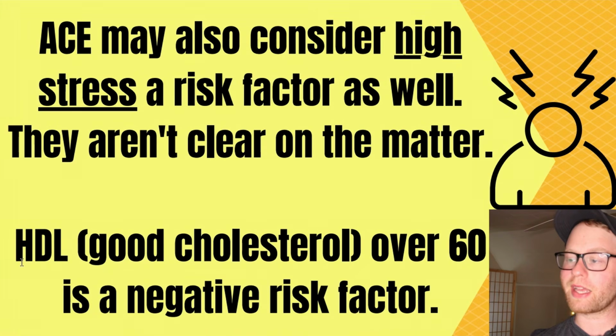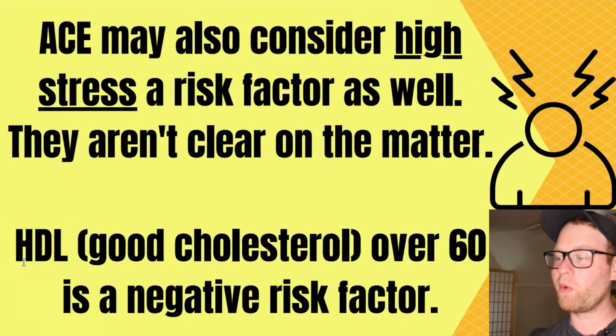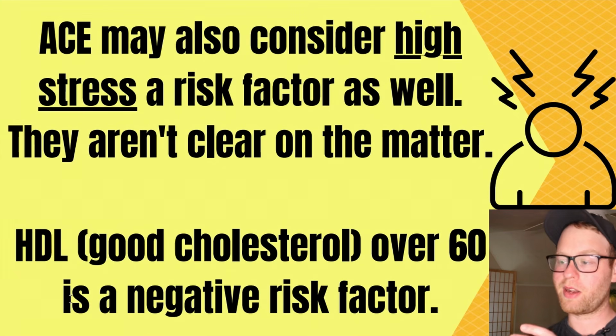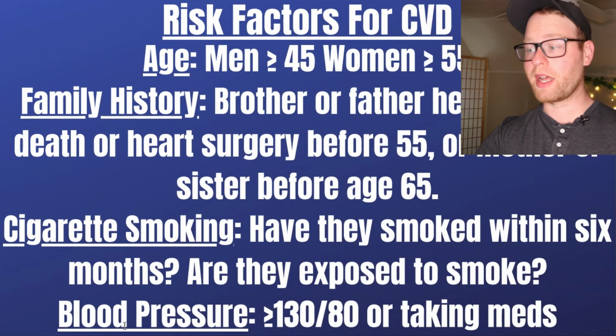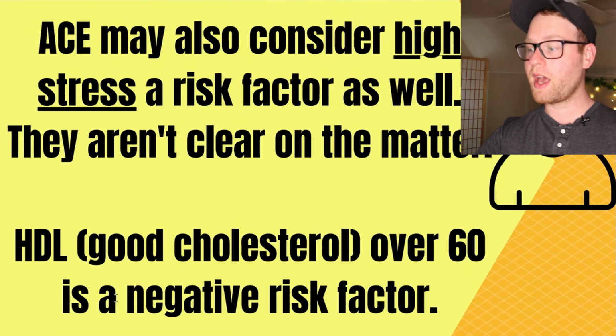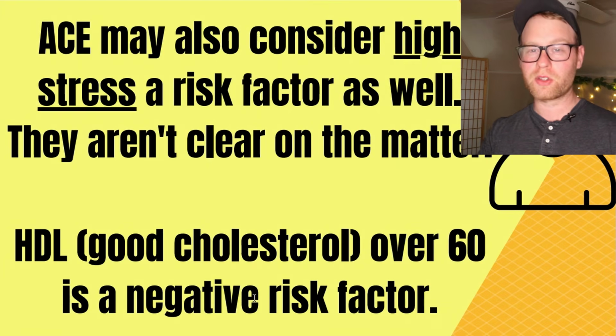The only way to get a negative risk factor, or to subtract a risk factor from your total amount of risk factors, would be if your HDL, your good cholesterol, is over 60. That would count against all of your other risk factors. So if I smoked cigarettes, I had high blood pressure, but my HDL was over 60, I would only have one risk factor, because my high HDL would cancel out one of those other two risk factors.